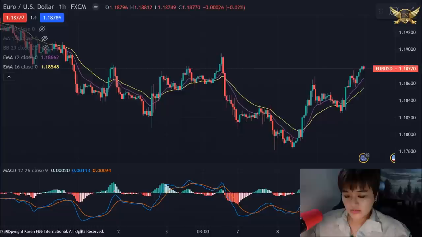So for MACD, just a recap if you haven't watched my MACD video. Blue line is the MACD line. It's equivalent to the 12 EMA minus 26 EMA. Okay, you can see that it uses moving averages. Our 12 EMA is the purple line. 26 EMA is the yellow line.